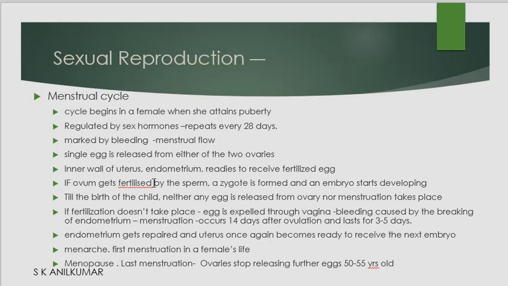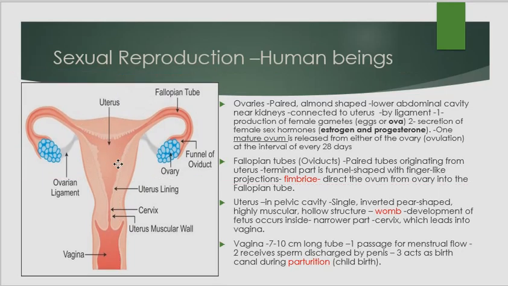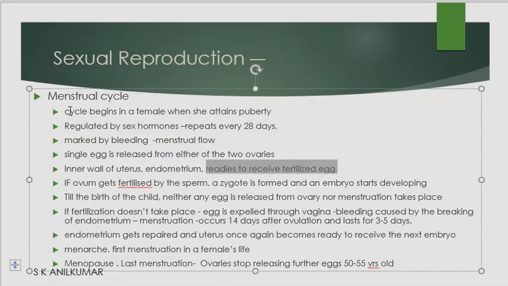The inner wall of the uterus, the endometrium, readies to receive the fertilized egg. This is part of the menstrual cycle. If the ovum gets fertilized by the sperm, a zygote is formed and the embryo starts developing.